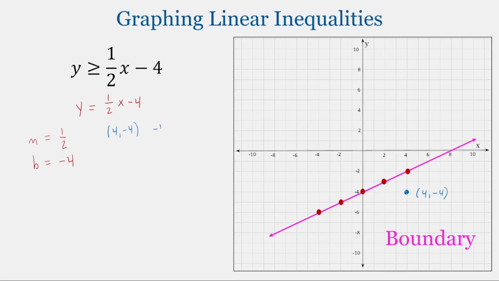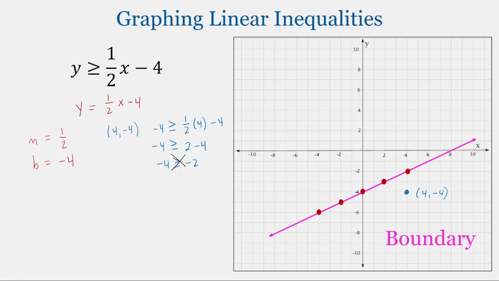So we have negative 4 greater than or equal to 1/2 times x. X is 4, minus 4. So this is negative 4 greater than or equal to 2 minus 4. This is negative 4 greater than or equal to negative 2. That is not a true statement.